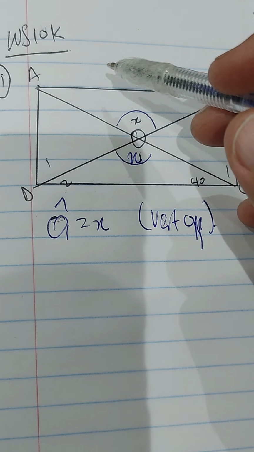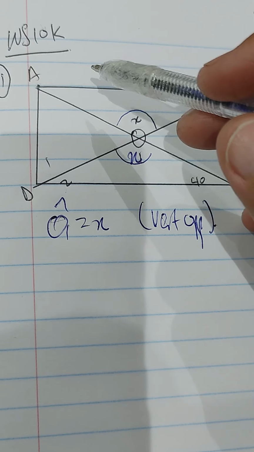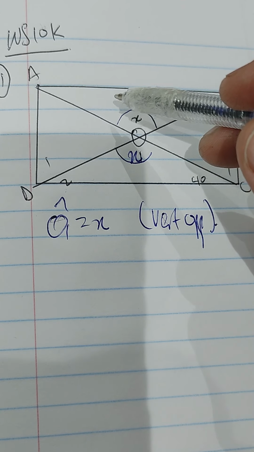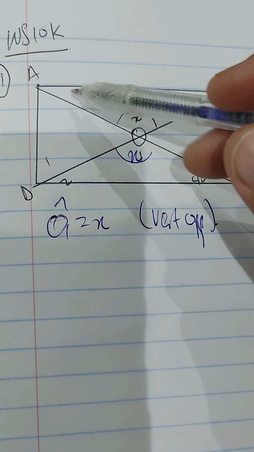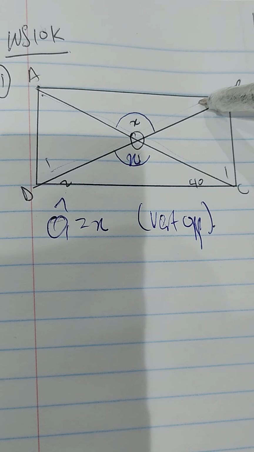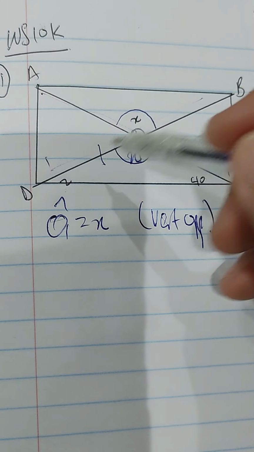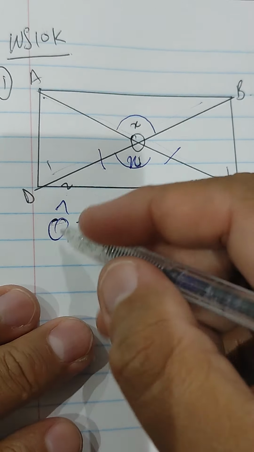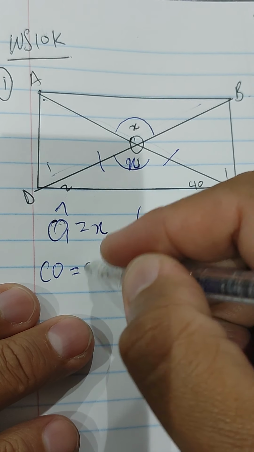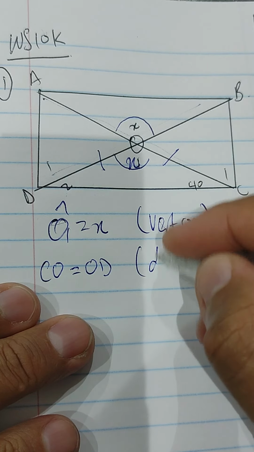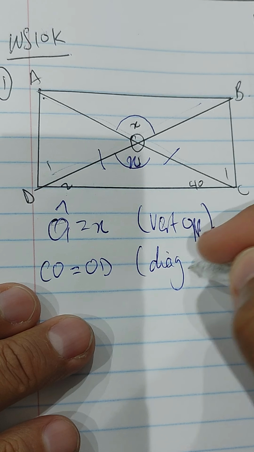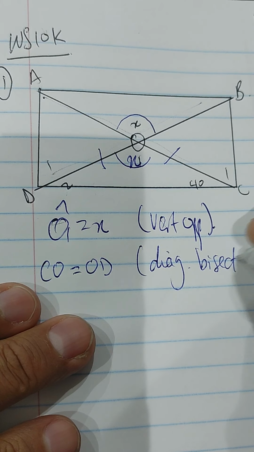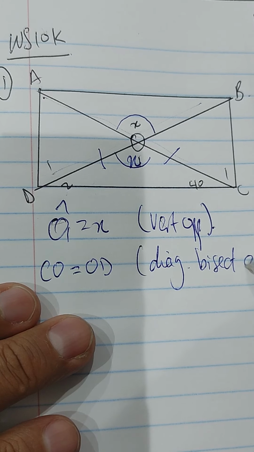Now there's a rule in geometry for rectangles which says that the diagonals bisect each other equally, which means to say this length is equal to that length. So we're saying that CO is equal to OD. Why? Because diagonals bisect equally.